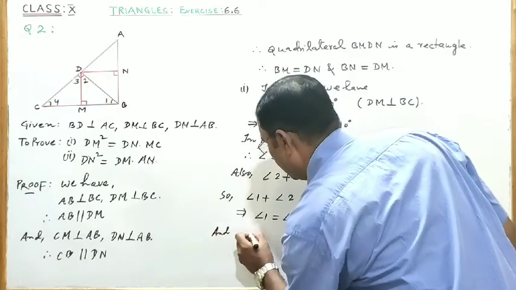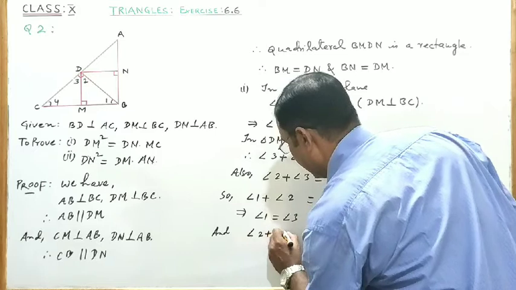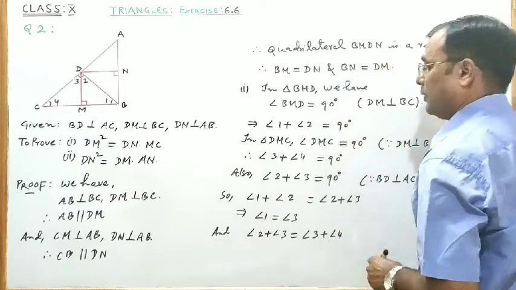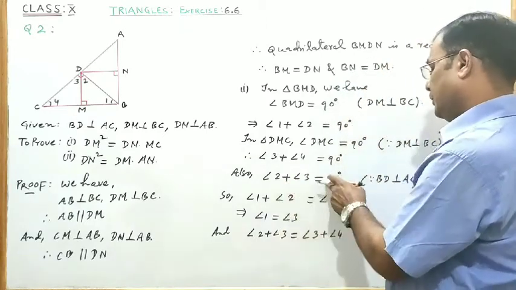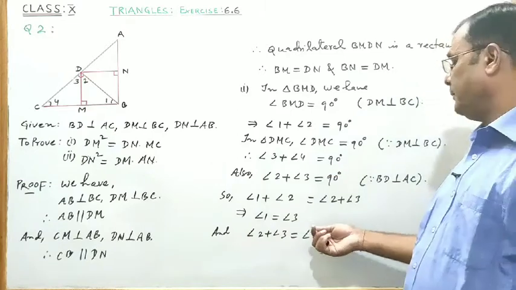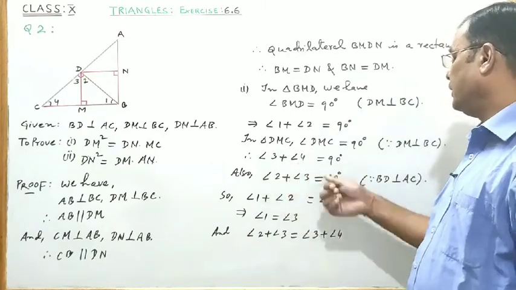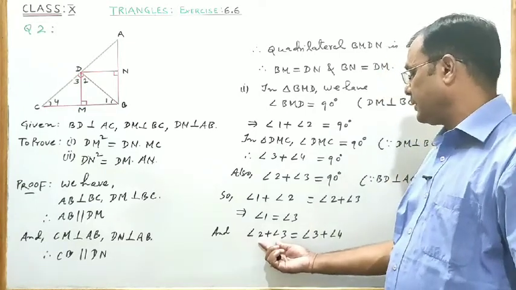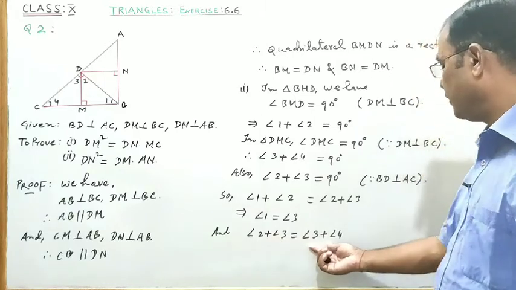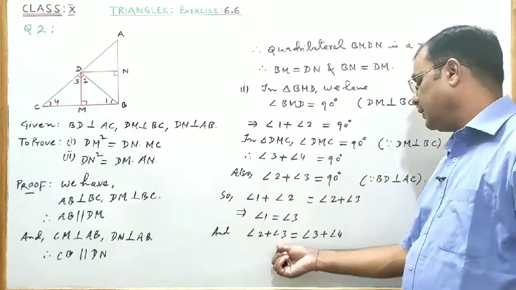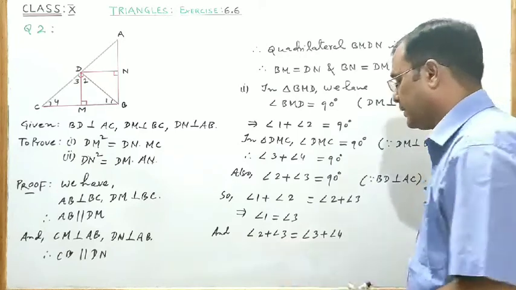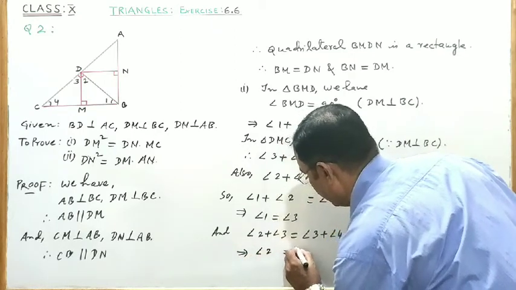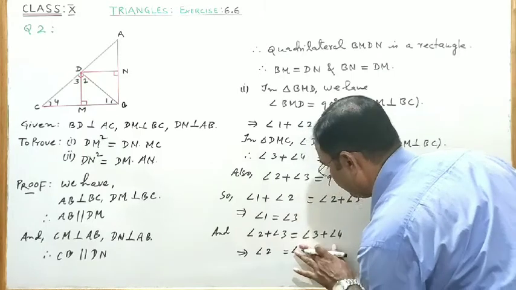and angle 2 plus angle 3 is equal to angle 3 plus angle 4 because angle 2 plus angle 3 equal to 90 degrees and angle 3 plus angle 4 is also equal to 90 degree, and therefore we have written angle 2 plus angle 3 is equal to angle 3 plus angle 4. Now angle 3 will get cancelled from both sides and we will get angle 2 is equal to angle 4.